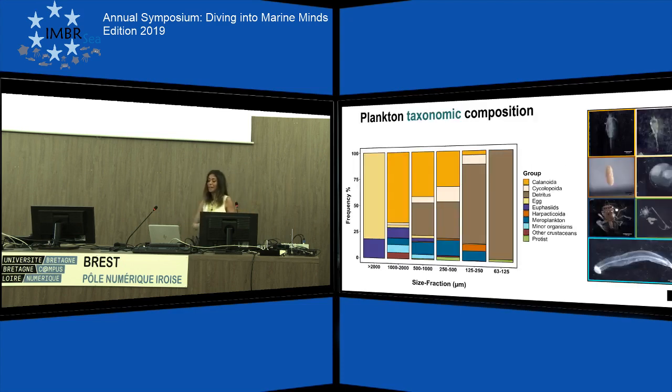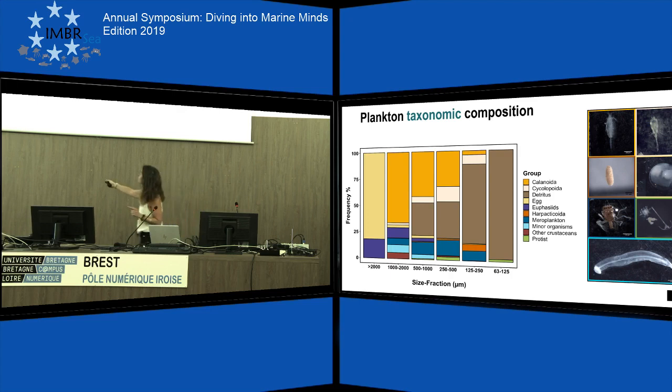Now into results and discussion. Plankton taxonomic composition varied among the different size fractions. In total, 25 taxonomic groups were identified. Here I'm just representing some taxa of the groups. And here we observe an interesting pattern where the largest size fraction is composed only by X and euphausiids.